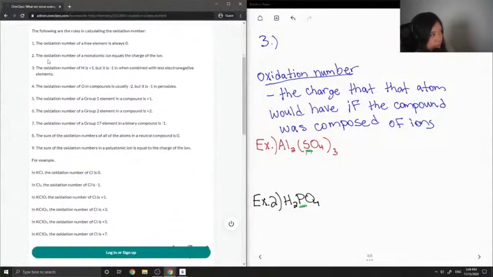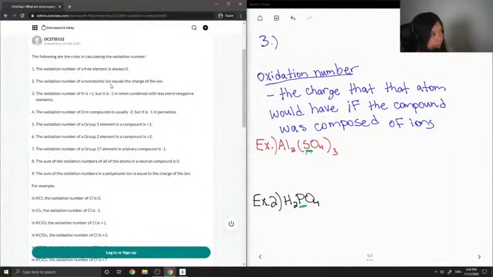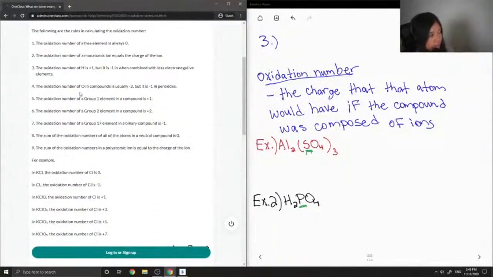Rule number 2, the oxidation number of a monoatomic ion equals the charge of the ion. Okay, so that makes sense. The oxidation number of hydrogen is +1, but it is -1 when combined with less electronegative elements, so basically when it is a hydride. Oxidation number of oxygen in compounds is usually -2, but it is -1 in peroxides. Rule 5, the oxidation number of a group 1 element in a compound is +1. Similarly, the oxidation number of a group 2 element in a compound is +2.